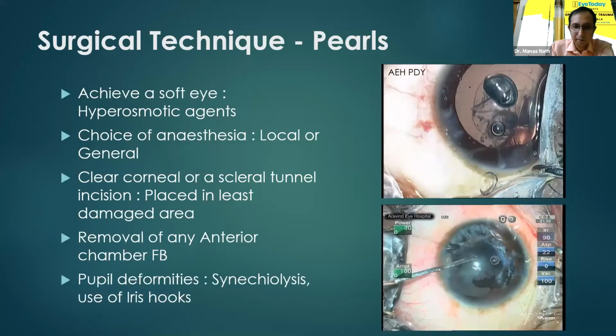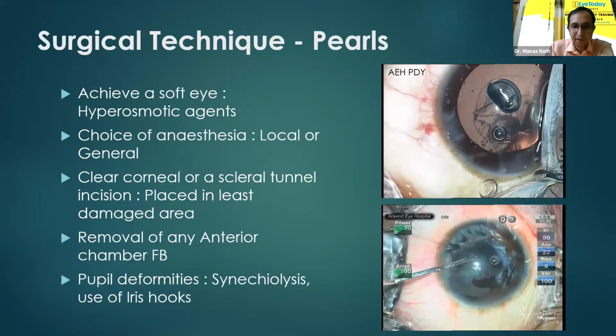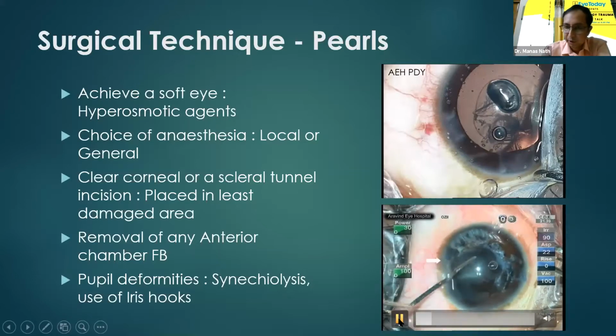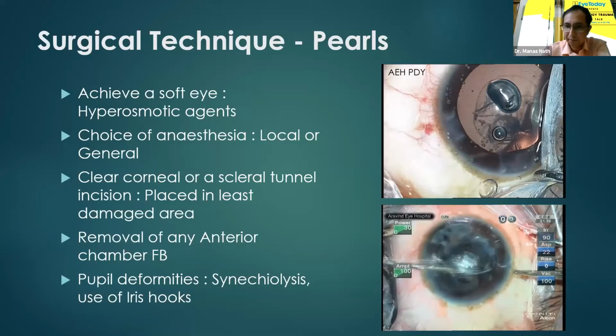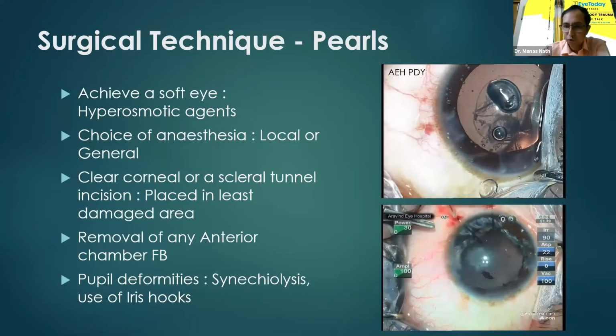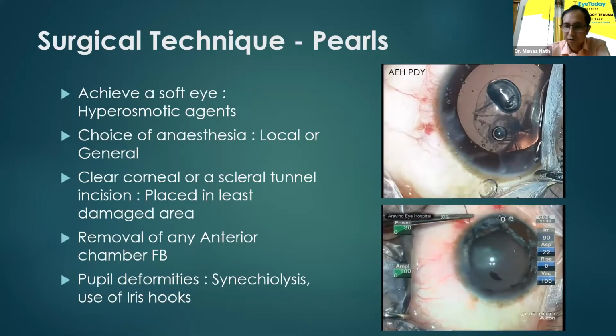With pupillary defects with dense synechiae and all, they have to be released with your spatula by swiping it underneath, and sometimes one may use micro scissors to cut or sever the adhesions as well. Iris hooks can also be used to prevent the iris from coming into the operating field.